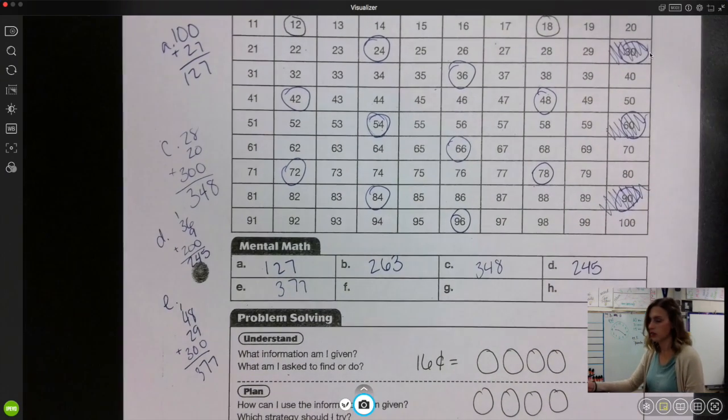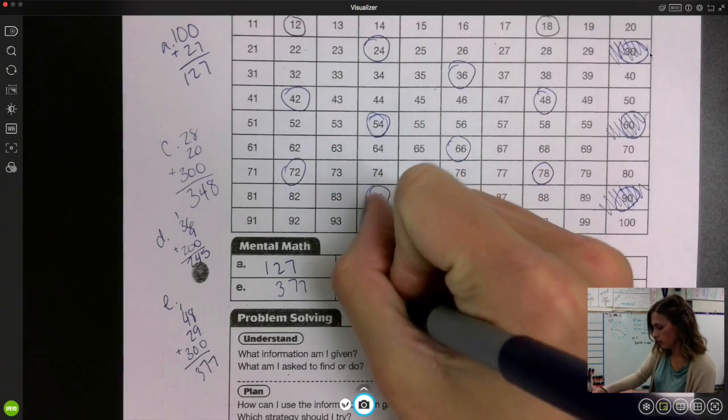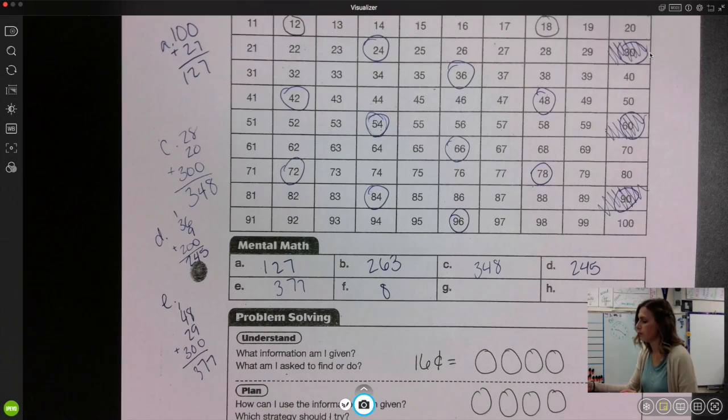F says which number should be added to 2 to get a total of 10? So 2 plus what equals 10? Well, 8, so we just put 8 here, because 2 plus 8 equals 10.